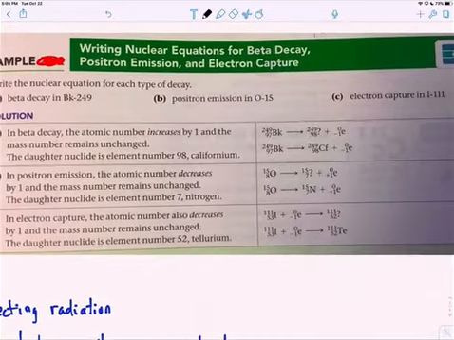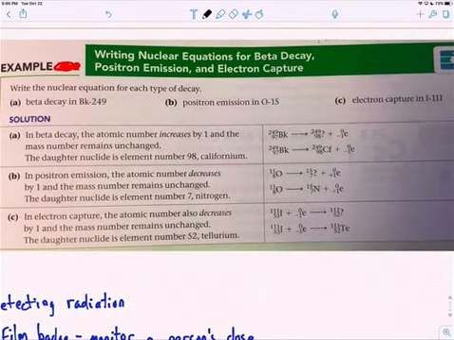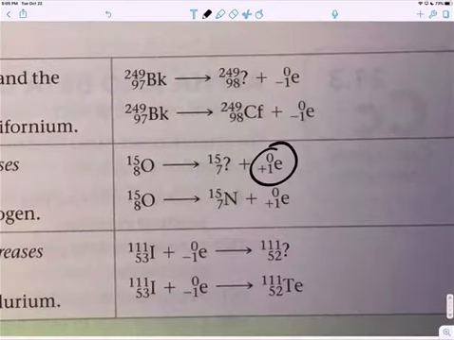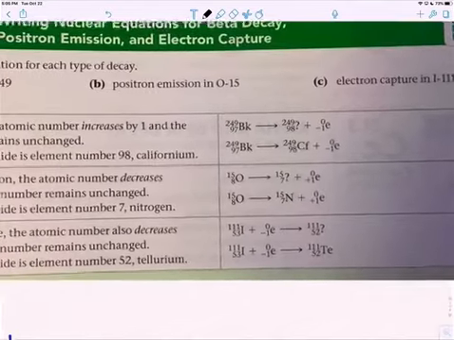Notice the top numbers equal the bottom numbers. Positron emission of oxygen 15. The positron is the particle, so it has a +1. That means the atomic number is going to go down by 1. There's no change in mass, so it's still 15, and the atomic number 7 is nitrogen. So there is nitrogen.